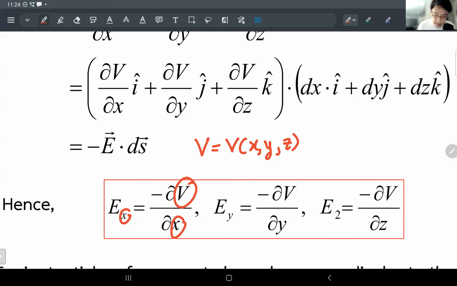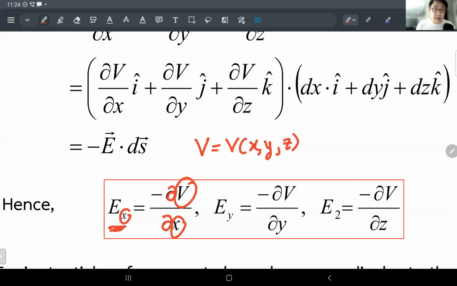As you can see, I need to use that curly d over here just to say that my differentiation is only with respect to x. I don't care about the y. I don't care about the z. Once I'm done with that, slap in the negative sign, bam, I get the x component of the electric field.